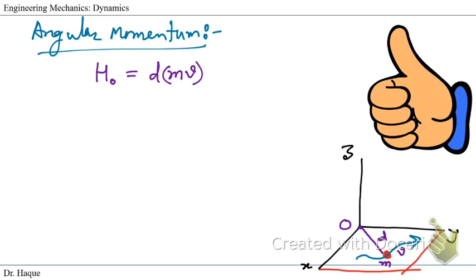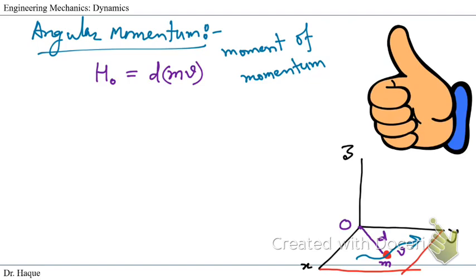So the other term for angular momentum is moment of momentum. Another way you can remember is that you just have to take the moment of a momentum to get the angular momentum.